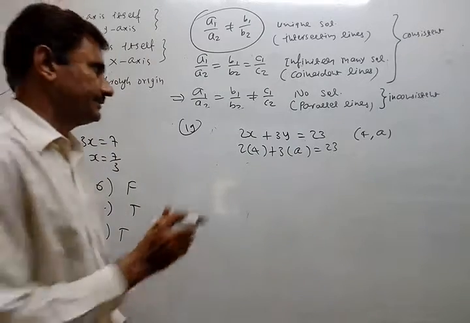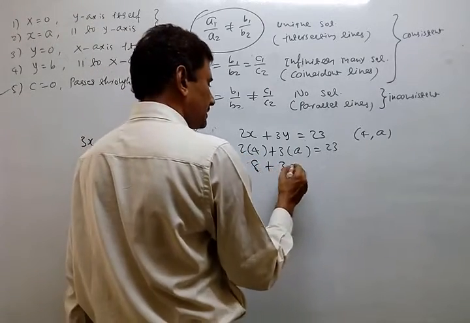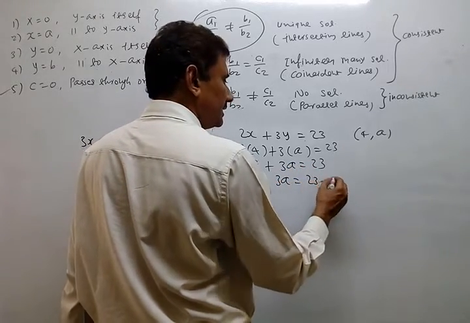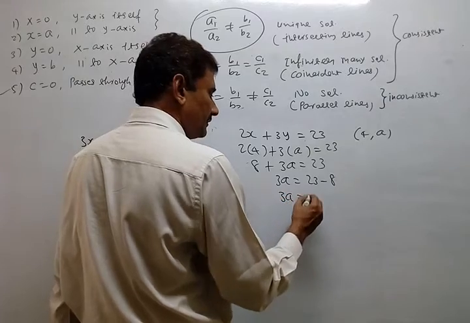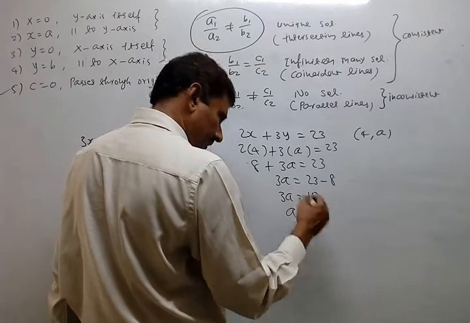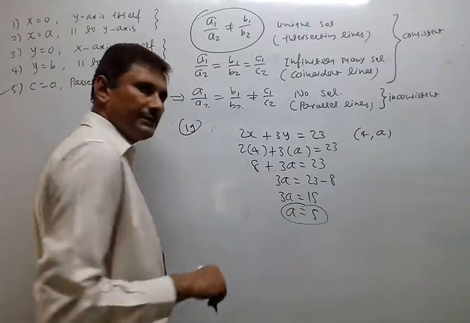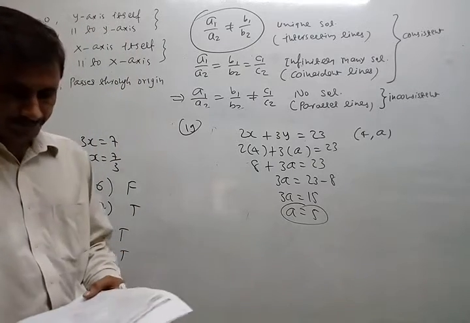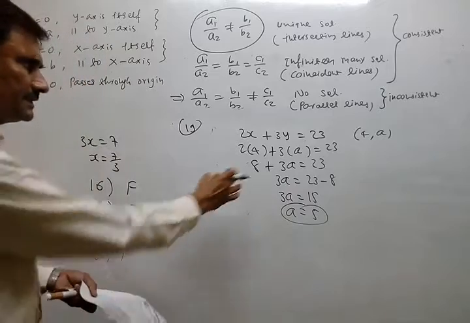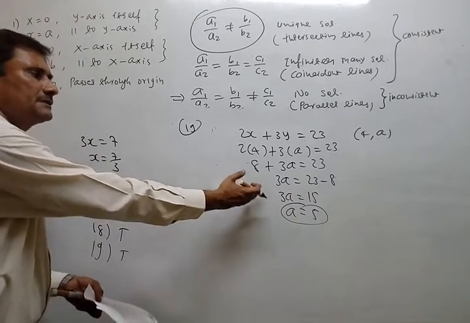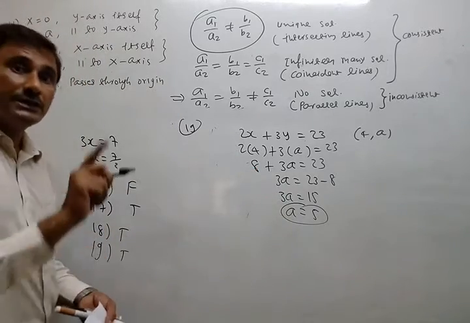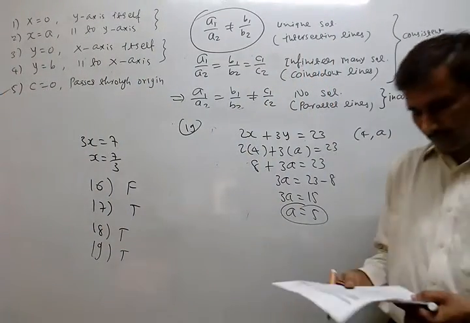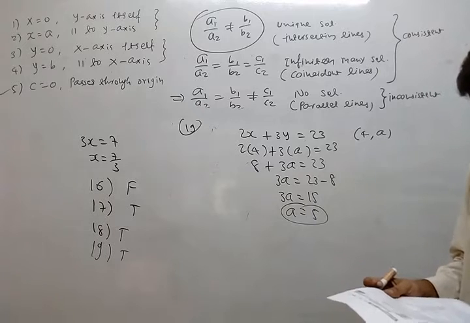Okay. So what should be a? So 8 plus 3a equal to 23. So 3a equal to 23 minus 8. So 3a equal to 15. A equal to 15 by 3, 5. So we got 5 and they have given 5. So 19 is correct. Okay, you understand? Very simple. We just find it out ourselves and look whether their answer is right or not. So it is right.